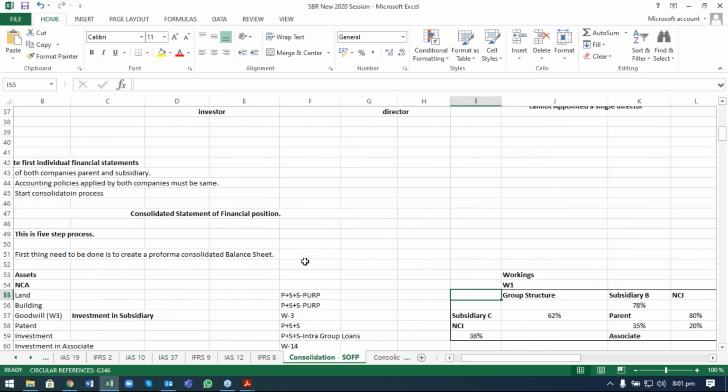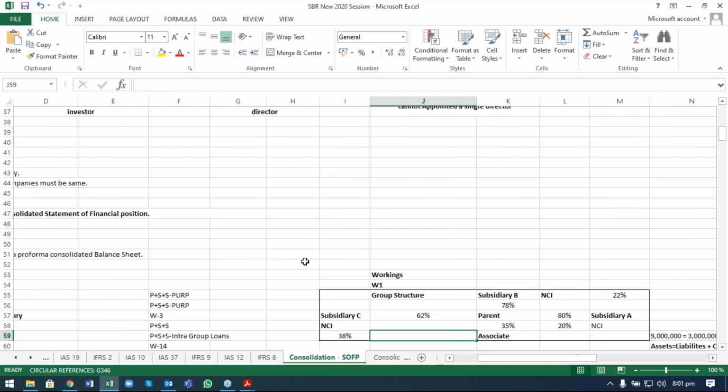Your first working would be the group structure. You need to identify what the group structure is. If you have multiple subsidiaries, you can see here it's subsidiary A, and in subsidiary A the parent company has 20% of the holding and the rest is NCI. In subsidiary B you have a 78% holding, and the remaining 22% is your NCI. And in the same way, if you have a subsidiary C where you have a holding of 62%, NCI constitutes 38% of the group. So that's how you need to account for the group structure.